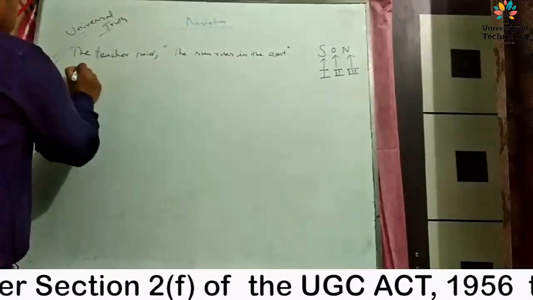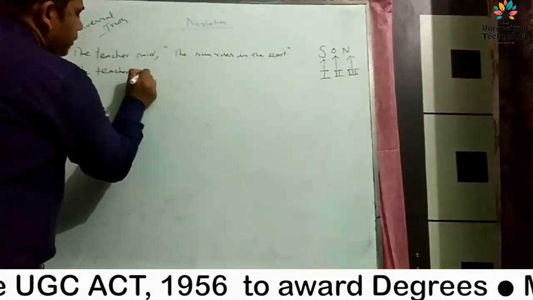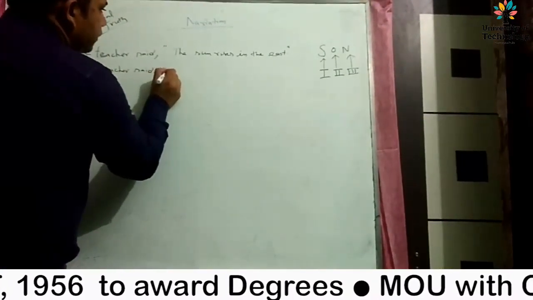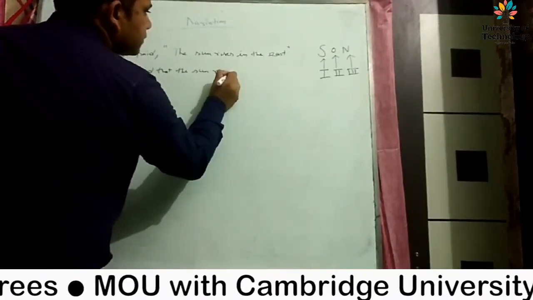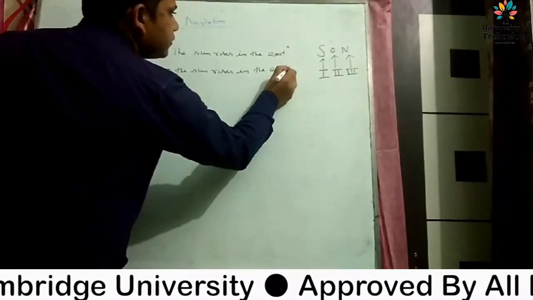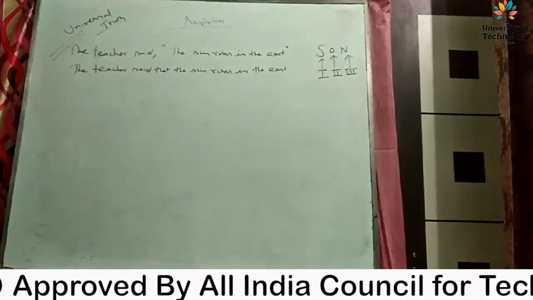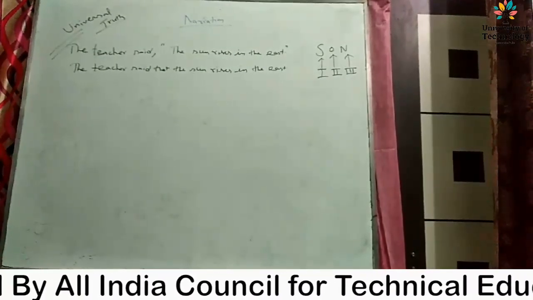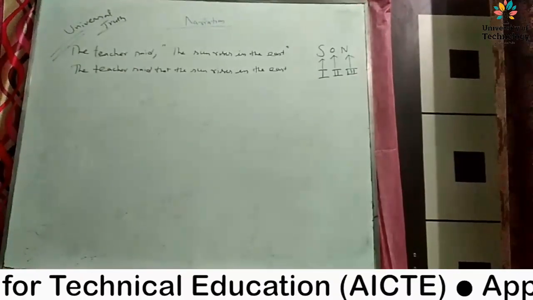So the teacher said that the sun rises in the east. Okay, so it is universal truth. The teacher said the sun rises in the east. The teacher said that the sun rises in the east.